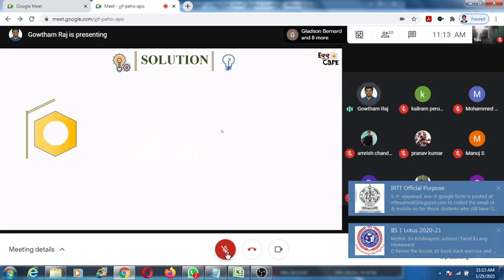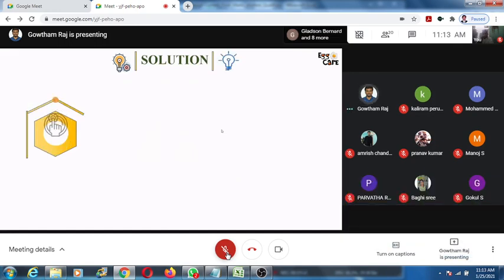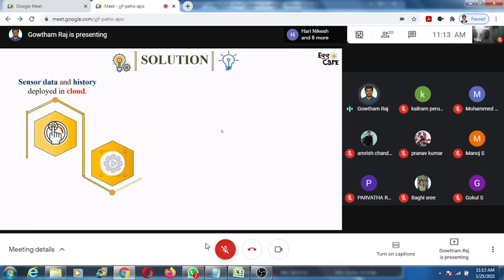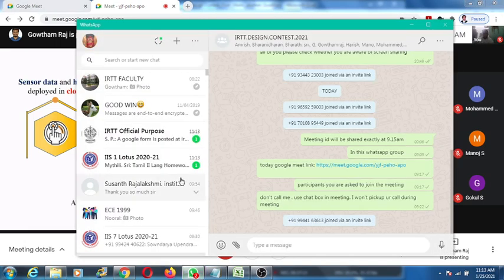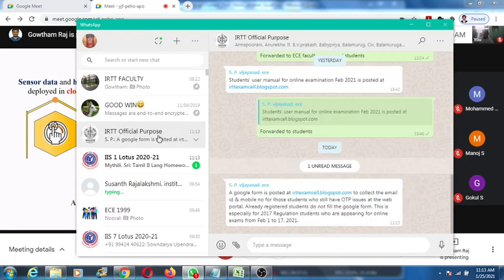So the solution we provide for this problem is that we'll monitor all the parameters through sensors, and we'll deploy the history of that data, like temperature and humidity, along with the CO2 content, in the cloud. And we can monitor those parameters anytime, anywhere using our website and also the mobile applications. So it is an automatic monitoring of the parameters.